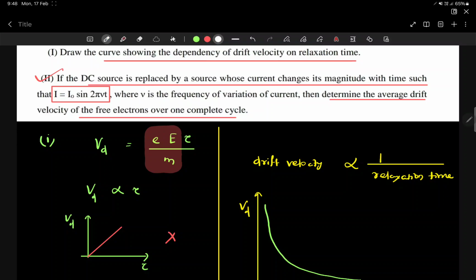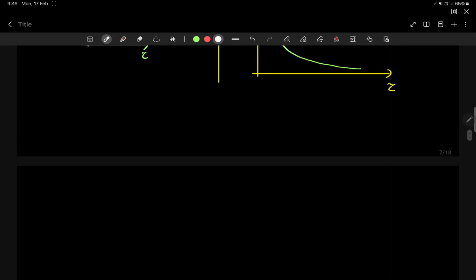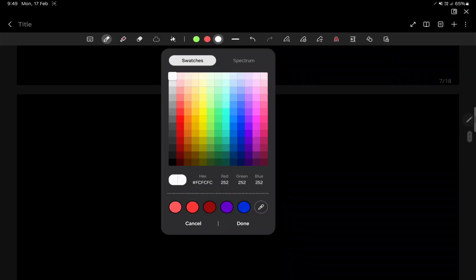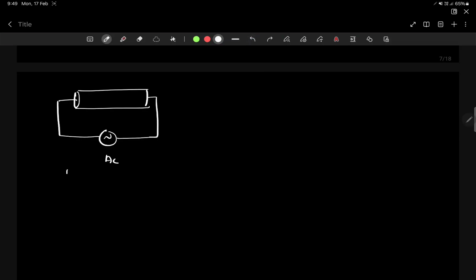This is the best part. First, don't run after your answer. What do you mean by average drift velocity over one complete cycle? For explanation, I am explaining in a very simple way. Suppose this is your conductor, and the source is now connected, instead of DC, to an AC source. Let the AC source variation be I equal to I naught sine 2 pi ft. The variation is like this. Suppose this is your first half cycle, this is the second half cycle.